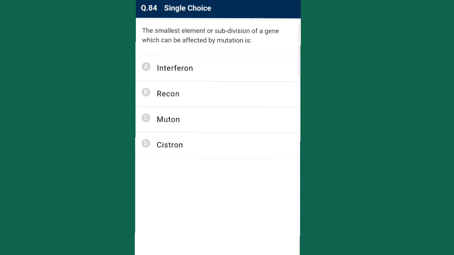Question number 84. The smallest element or subdivision of a gene which can be affected by mutation is the muton. The smallest mutable place of the cistron, muton, is a term coined by Benzer. It is the minor section of a gene, known as a single pair of nucleotides that may be involved in a mutation event. So the answer is option C.